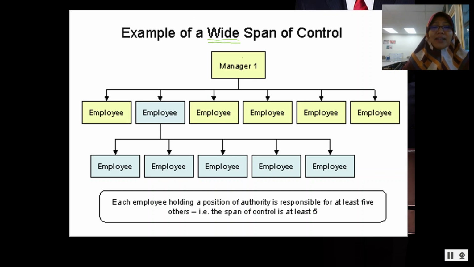Okay, you can see that this manager is able to supervise 6 employees. So 1, 2, 3, 4, 5, 6. Okay, so in this one, each employee holding a position is responsible for at least 5 others. But again, one of his employees, the blue one, is able to supervise another 5 employees under him or her.